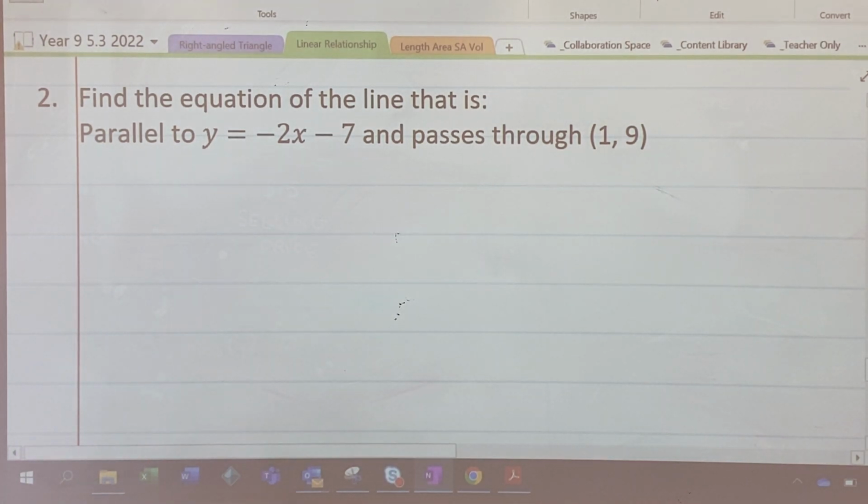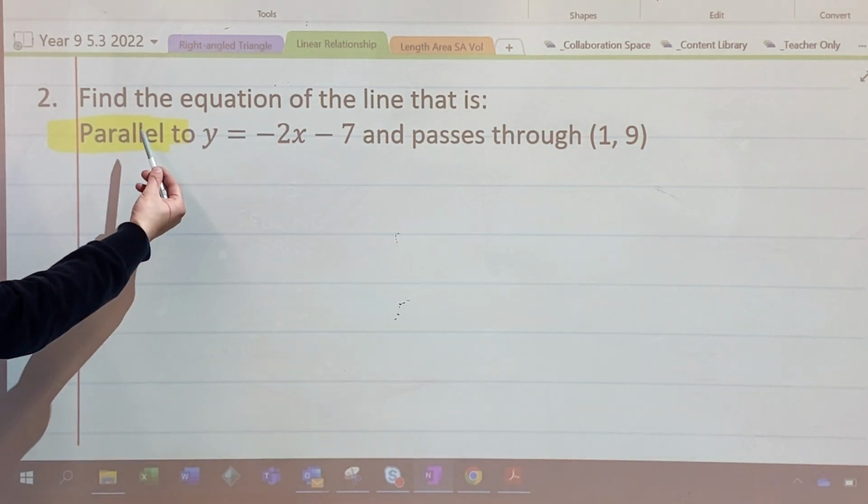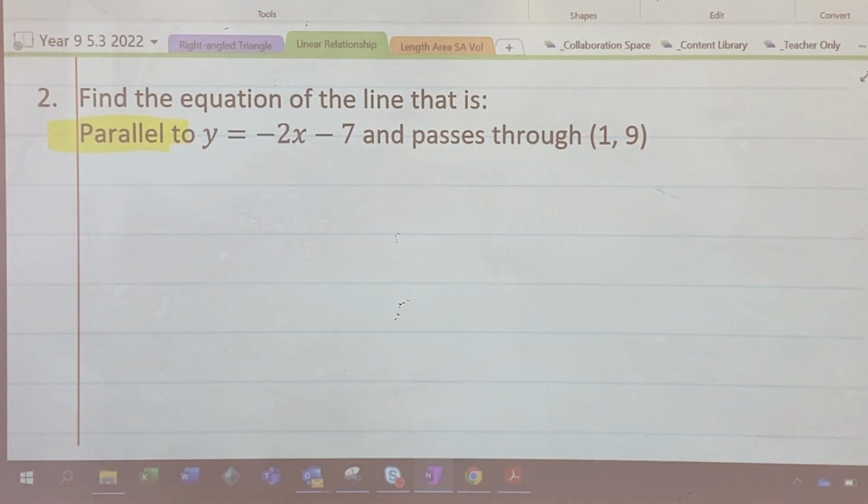So we want to find the equation of the line that is parallel. As soon as you see this word, what should I be thinking? Gradients are the same. Fantastic. Very good. Parallel tells me my gradients are the same. That's what my brain should be thinking as soon as I read this word.